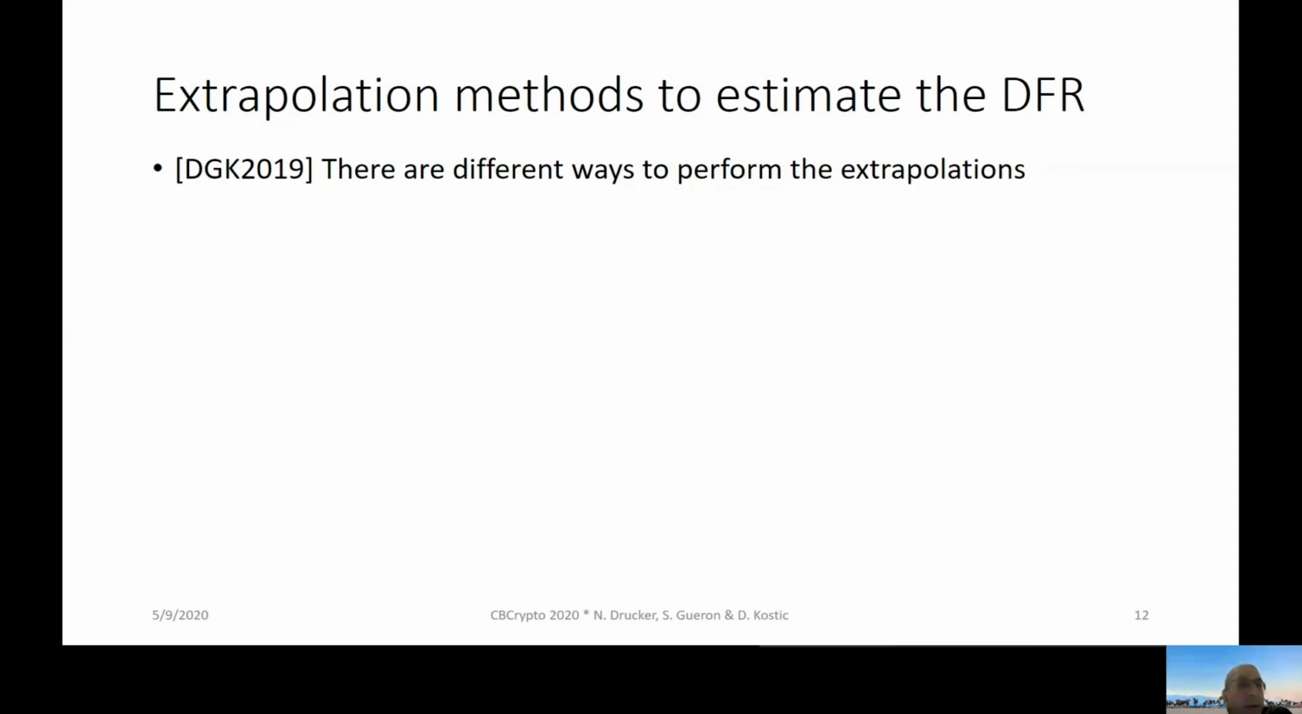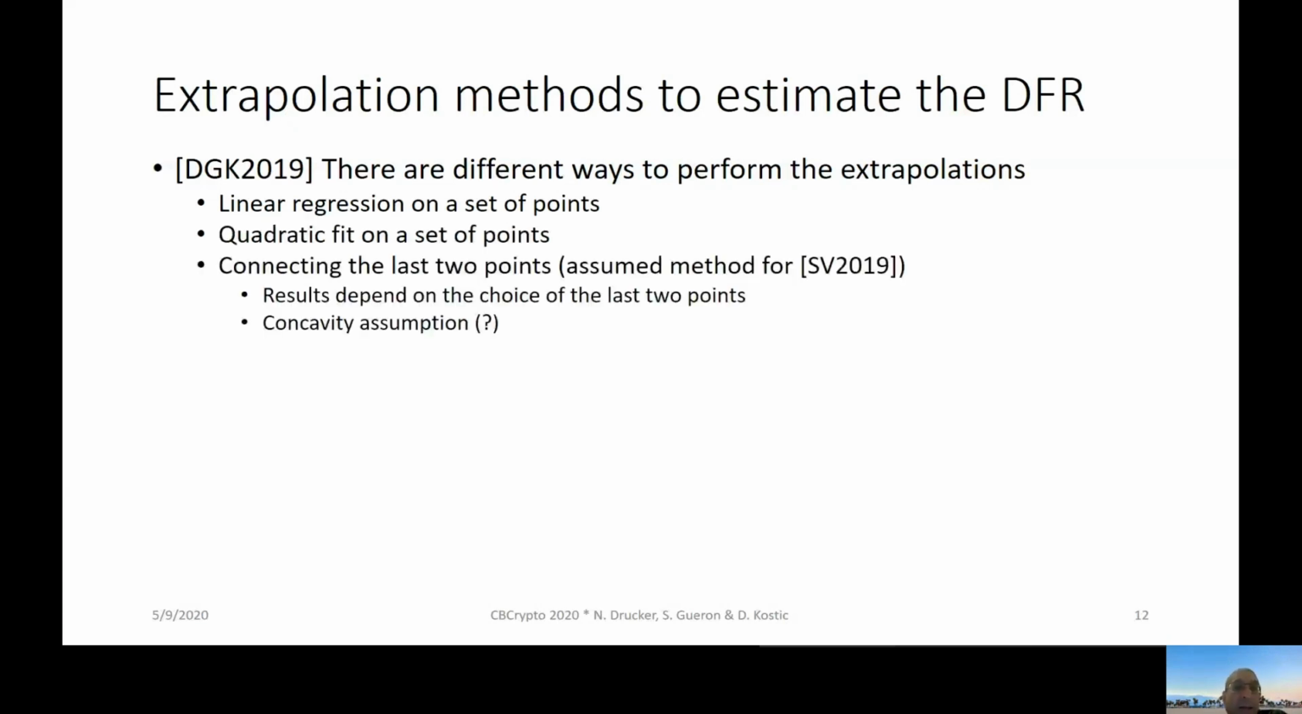In the paper by Nir Drucker, myself, and Dusan Kostic from 2019, we show that there are different ways to perform these extrapolations. For example, linear regression of the set of points. So regardless of the points that you collected, there are different ways to interpret the results. One is linear regression. Another is a quadratic fit to the set of points. And there is another, where you connect the two last points, the largest points that you can achieve. This is the method we assumed for the BIKE Crypto 2019 paper.